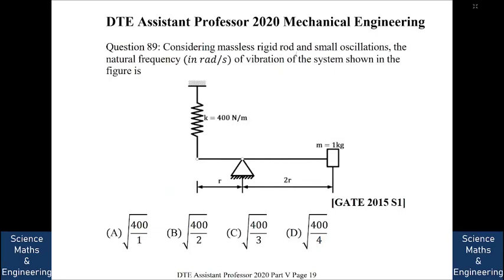Consider a massless rigid rod and small oscillation. The natural frequency in radian per second of vibration of the system shown in the figure is, so of the system we need to find out the natural frequency.